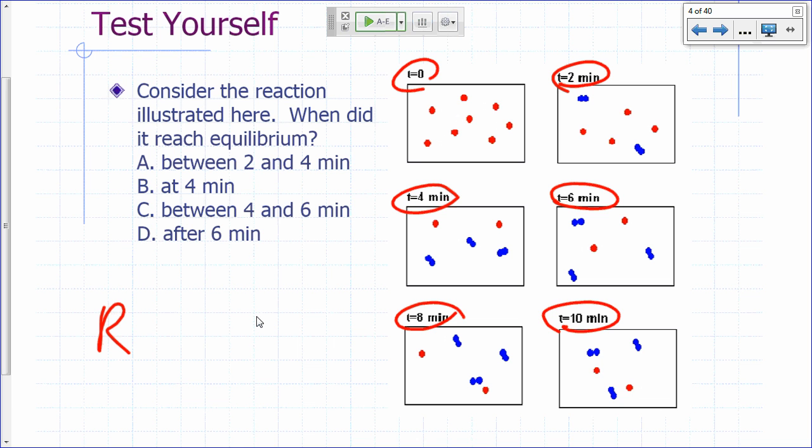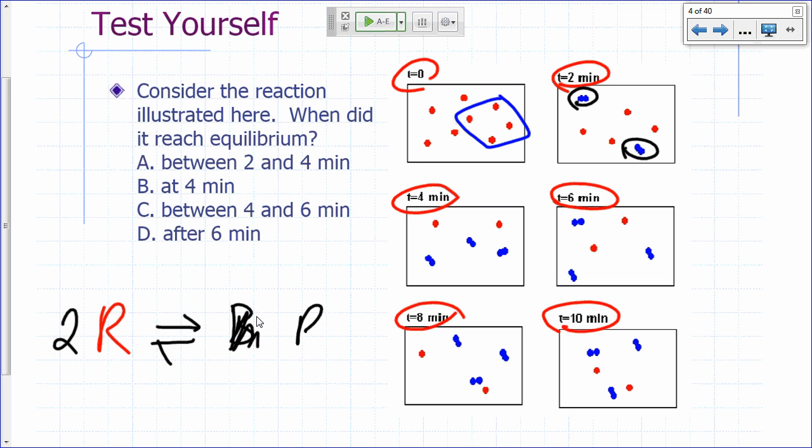So what's happening here? From time 0 to time 2 minutes, what happened? You lost how many red atoms? You've lost 4 red atoms, and they're now converted into molecules. I colored the molecules blue just to emphasize that they've been turned into molecules. So that's your reaction right there. The reaction here is you have 2 red atoms exchanging to a blue molecule, or an R2 molecule, you can say.